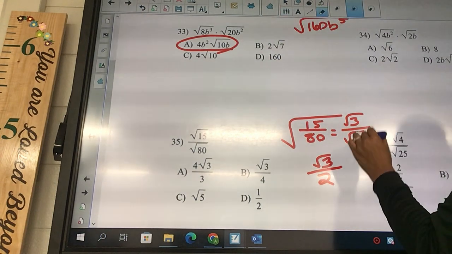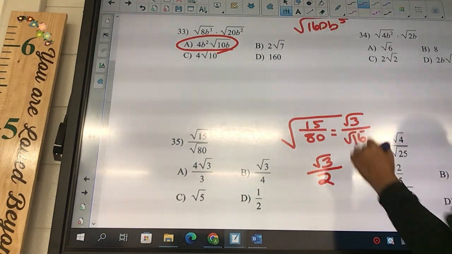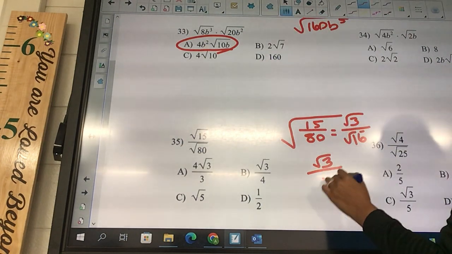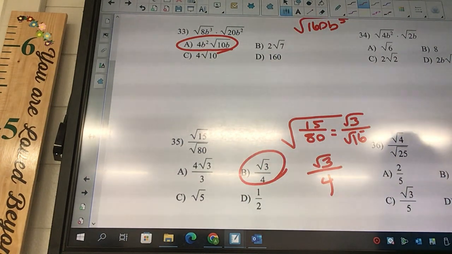Okay, this is 16. The square root of 16 is 4. Which is B.